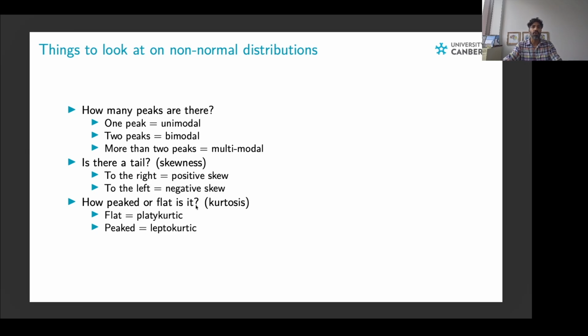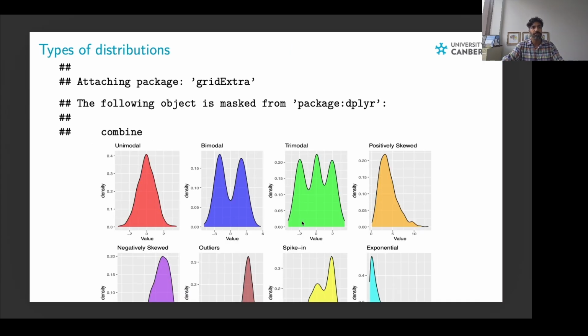What are things to look at on non-normal distributions? Well, how many peaks are there? Is it one peak, so it's unimodal, like a normal distribution? Is it two peaks, so it's bimodal? Or is it more than two peaks, so it's multimodal? And then is there a tail? Is the tail to the right, where it's positively skewed, or is the tail to the left, where it's negatively skewed? And then how peaked or flat is it, which is the kurtosis? If it's flat, it's platykurtic, and if it's peaked, it's leptokurtic. And that also gives you a sense of the tails within those distributions.